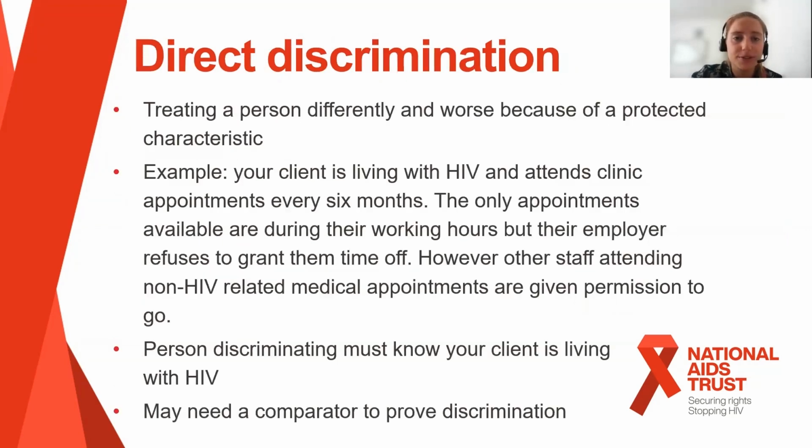So the first type of discrimination is direct discrimination, and this involves treating a person differently and worse because of a protected characteristic. So for example, your client is living with HIV and attends clinic appointments every 6 months, but the only appointments available are during their working hours, and their employer refuses to grant them time off to attend. However, other staff attending non-HIV related medical appointments are given permission to go. So in order for direct discrimination to apply, the person discriminating needs to know, or must be reasonably expected to know, that your client is living with HIV.